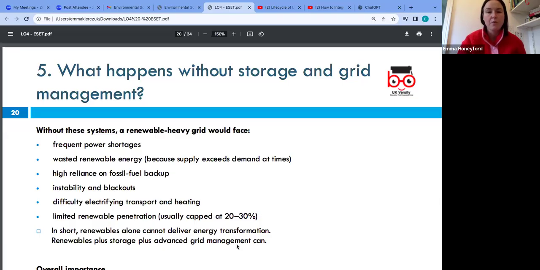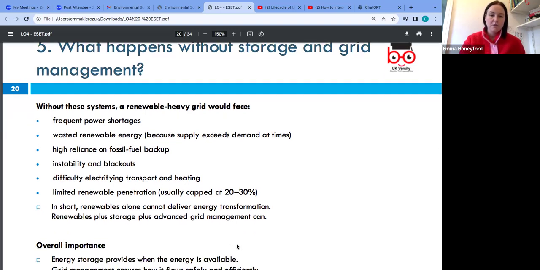The reason why storage and grid management is so important is because it will enable us to use renewable energy, and without these systems, a renewable heavy grid would face frequent power shortages and wasted renewable energy, because the supply exceeds demand at times. So it's how do we store that excess? We'd have a high reliance on fossil fuel backup. We don't want that, we want to keep shifting away from fossil fuel. Instability and blackouts. We'd have difficulty electrifying transport and heating, and there'd be limited renewable penetration.